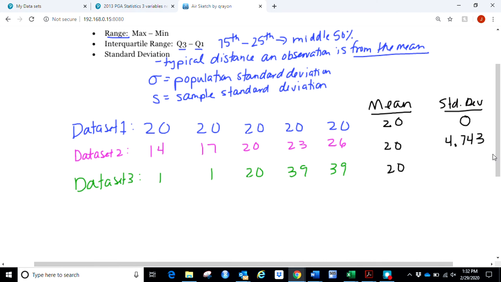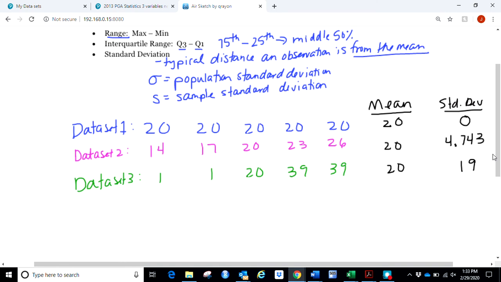Finally, for data set 3, which is now very different compared to the other two because the values have a much wider spread, the standard deviation here turns out to be 19. So our typical distance those observations fall from the mean is 19. So again, that's just to introduce the idea. We're not going to do this calculation. Let's actually look at this for a data set.